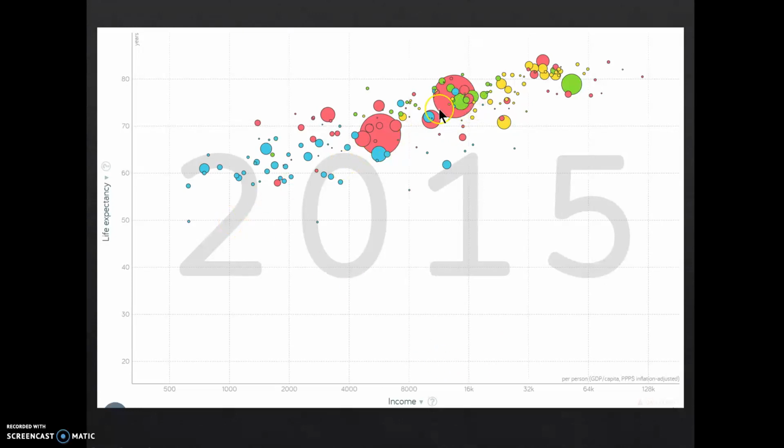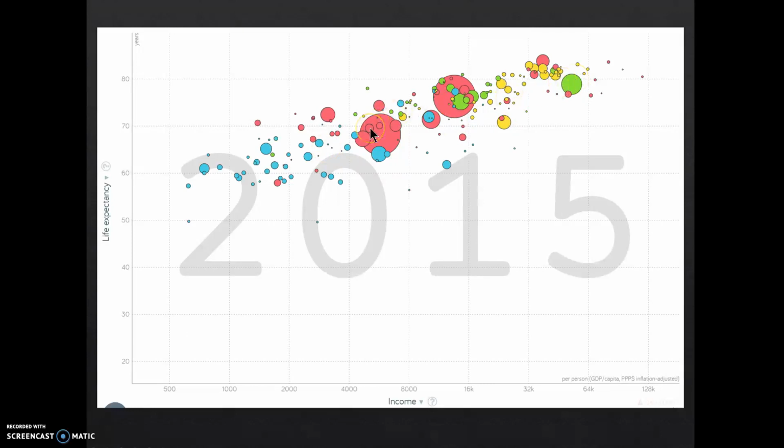Then you look at the figure. There is a clear trend here. So countries with low income tend to have lower life expectancy in general compared to the countries with higher average income. So you see, this is a very clear positive relationship, which we call positive correlation.